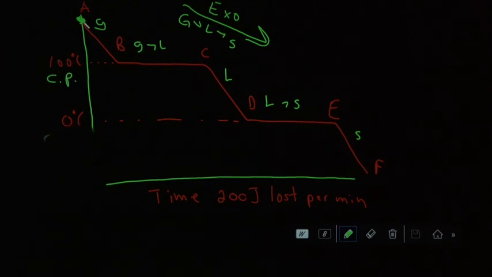Now, the trick question that I saw in the regions was this. They gave something like this, and then they said, what if instead of losing 200 joules per minute, we lost 400 joules per minute? Well, if we lost 400 joules per minute, everything would happen faster, and this graph would only take up half the space. In other words, it would be solid somewhere around here. So the graph would be here, to here, to here, to here, to here.